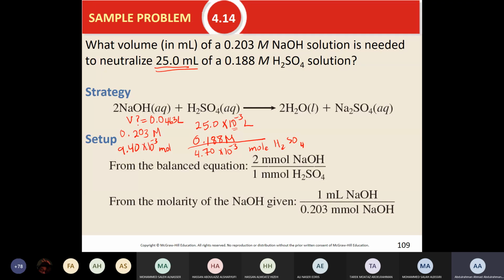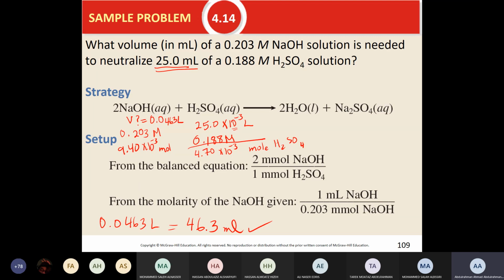This is in liters, of course. Make it a milliliter. 0.0463 liter. What is it in milliliters? Multiply by 10 to the power 3. Which is what? 46.3 milliliter. Is this clear?